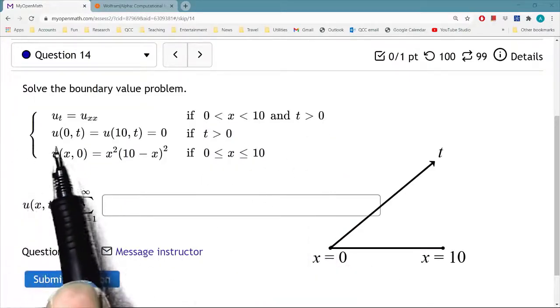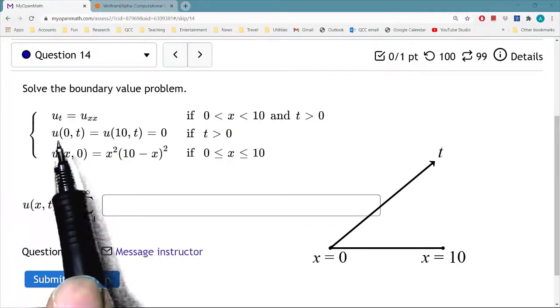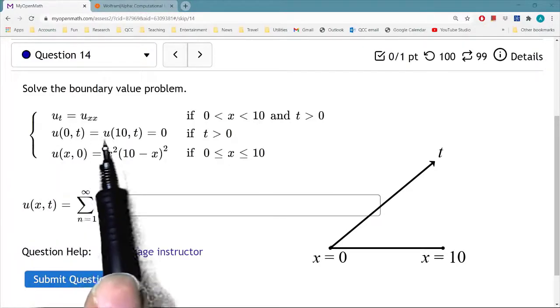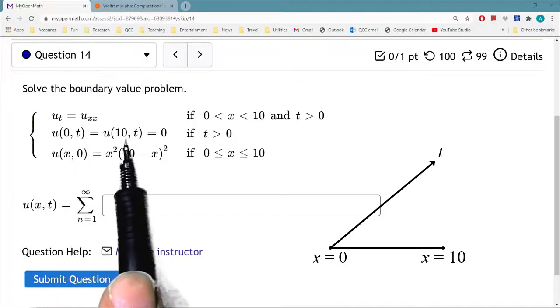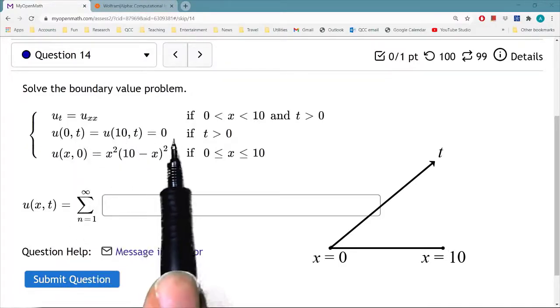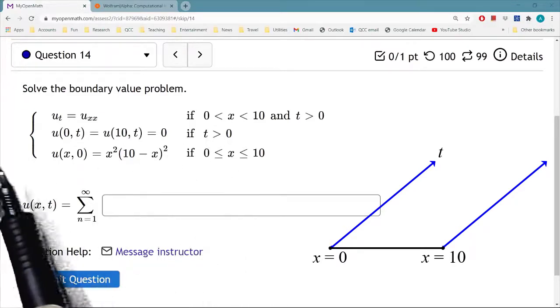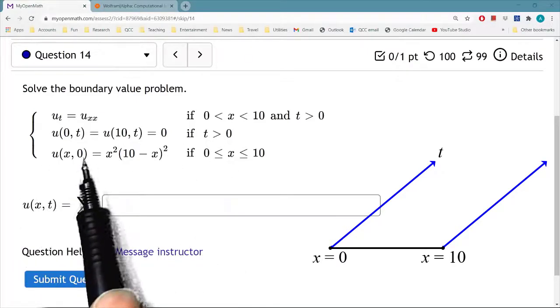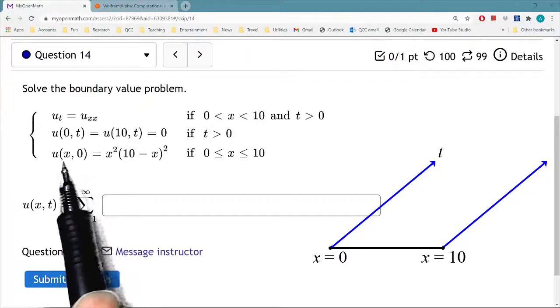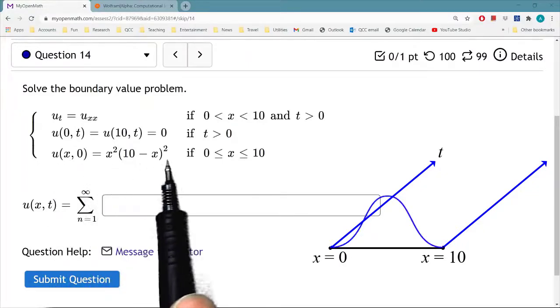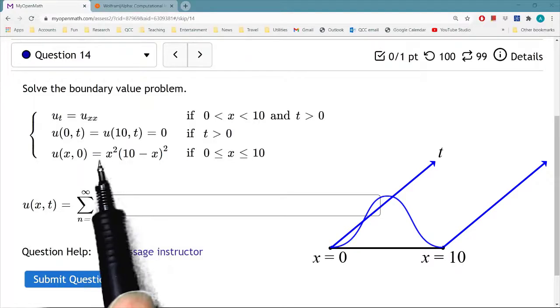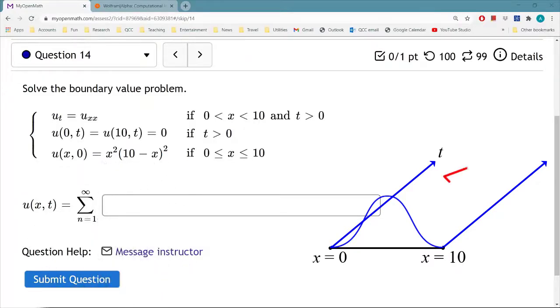Now, we are starting with some boundary conditions, right? So at the endpoints of the interval, at x equals 0 and x equals 10, we're told that the heat is fixed to be 0. And that's true for all time. And when time is 0, so initially, the heat function is given by this. So this is our initial heat distribution, and we want to see how that evolves over time.